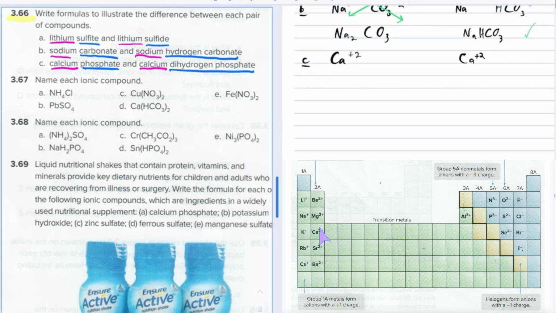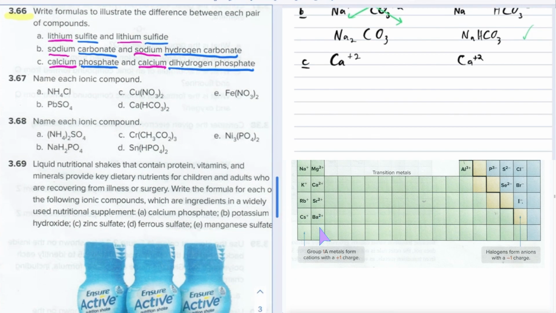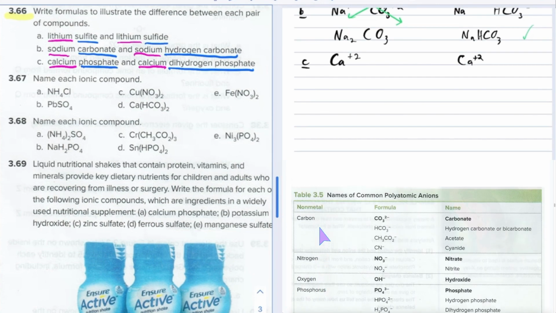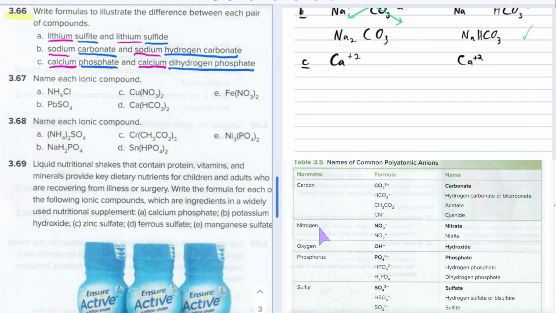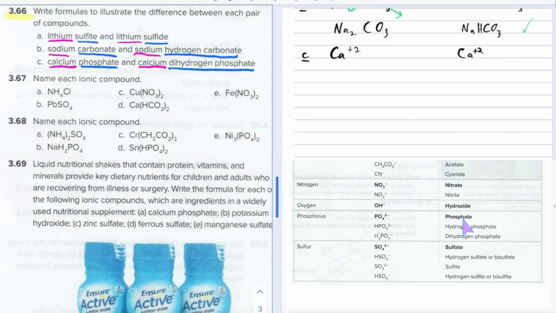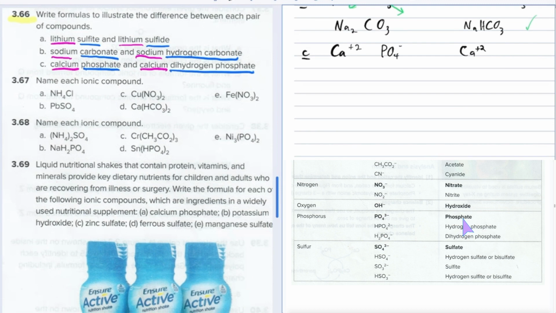So what are these? Phosphate and dihydrogen phosphate, again with the "ates." The "ates" and the "ites." You should be thinking polyatomic anions. Go to table 3.5. So these are the ones of phosphorus. Phosphate is PO4 minus 3. And then dihydrogen phosphate is H2PO4 minus. So that's H2PO4 minus.